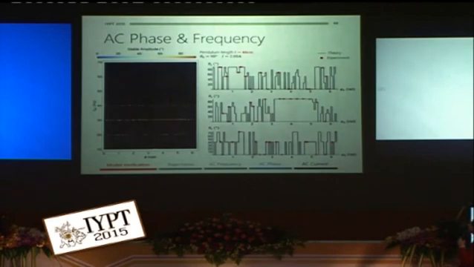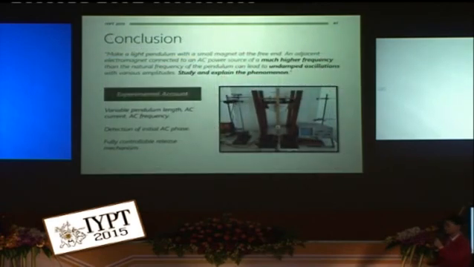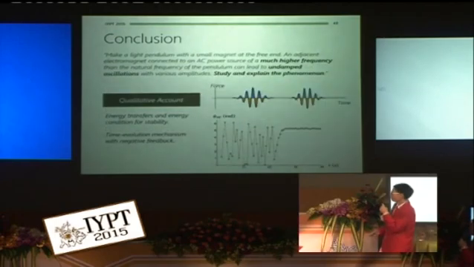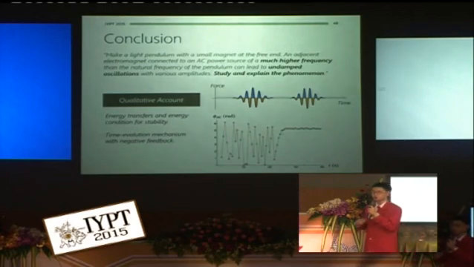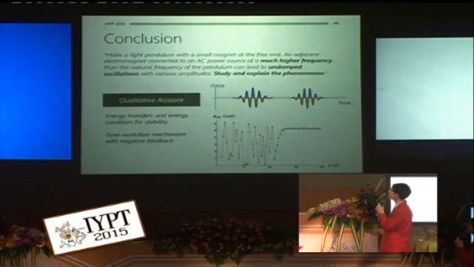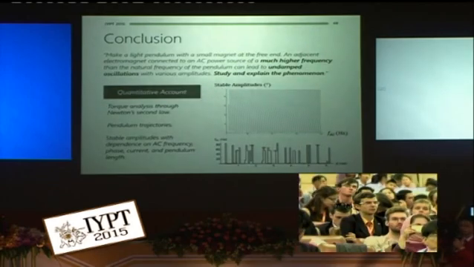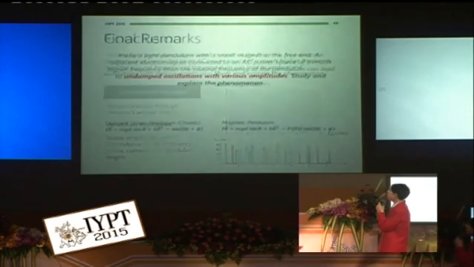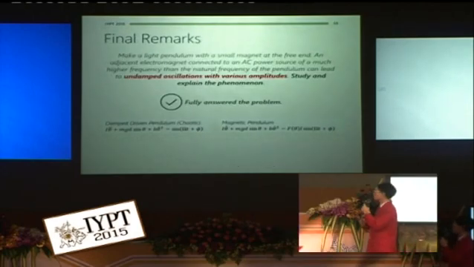Now in conclusion, I went through firstly our experiments and described how I was able to vary pendulum length, AC frequency, and AC initial phase. I went through a qualitative theory in which I explained the presence of these stable amplitudes through a negative feedback mechanism. And I also went through a quantitative theory to predict these stable amplitudes very accurately across numerous parameters. In conclusion, I believe I fully answered this question.